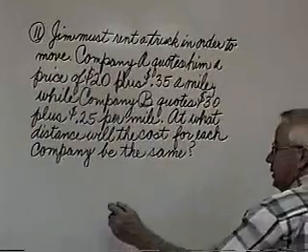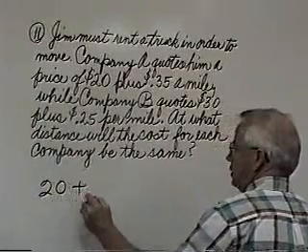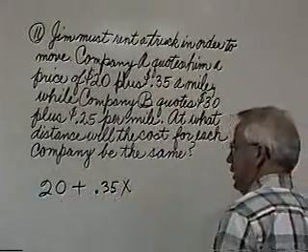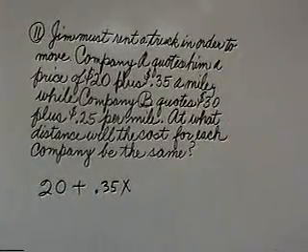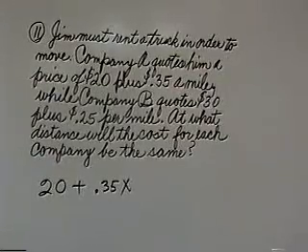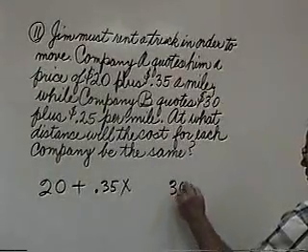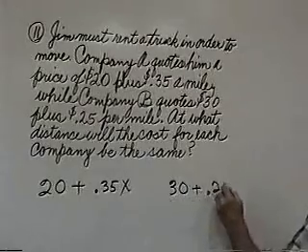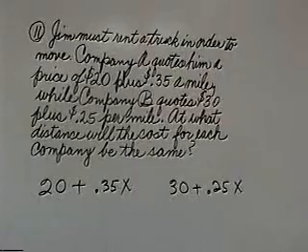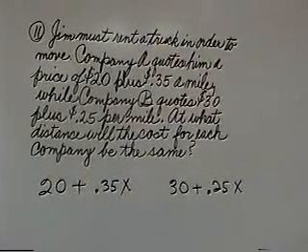Well, let's look at that. That says Company A wants $20 plus 0.35 times the number of miles you're going to travel. All right. It says while Company B quotes $30 plus 25 cents for every mile that you're going to travel. Now it says, at what distance will the cost for each company be the same?